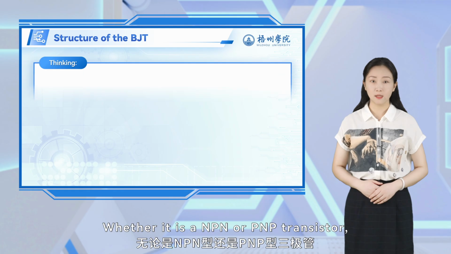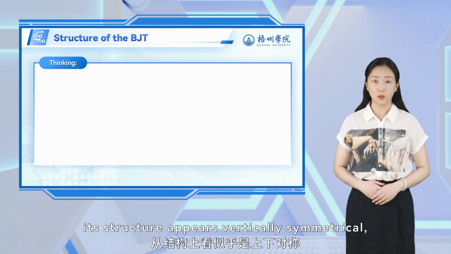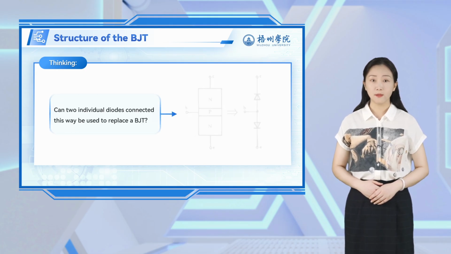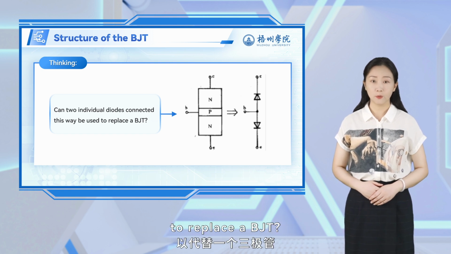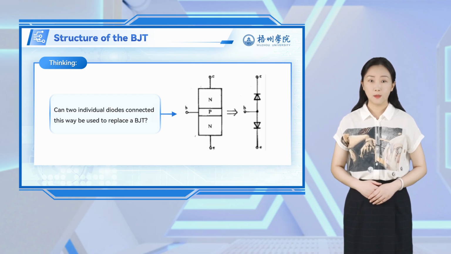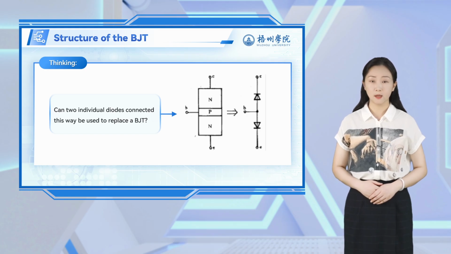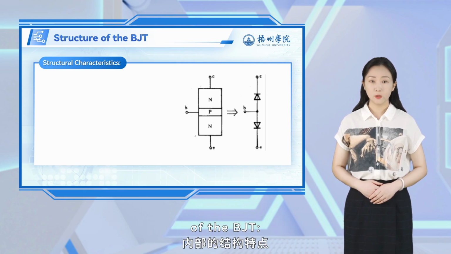Whether it is an NPN or PNP transistor, its structure appears vertically symmetrical, composed of two back-to-back PN junctions. So, can two individual diodes connected this way be used to replace a bipolar junction transistor? The answer is no. Bipolar junction transistors have their unique characteristics. To achieve amplification, internal conditions must be met, namely the internal structural characteristics of the bipolar junction transistor.